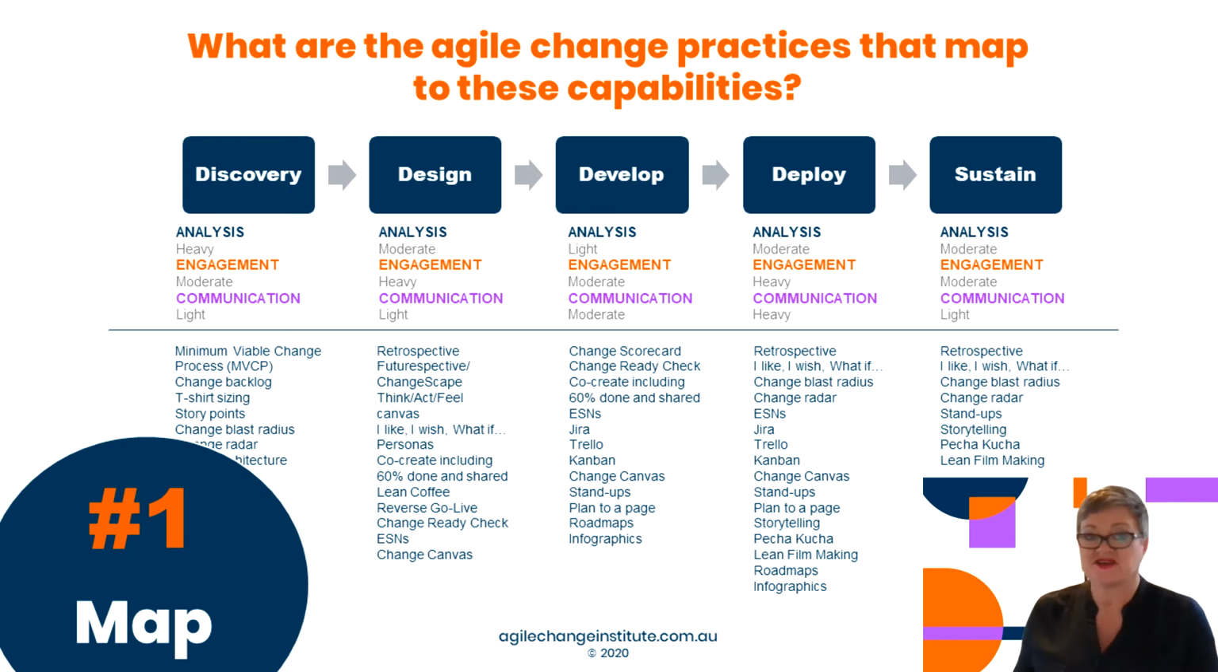Then, using the Agile Change Playbook or perhaps your own toolkit, map the various practices to each of these mix of capabilities. The first time you do this, you'll end up with a very long list of practices against your own preferred change model. And that's okay, because there's 2 more phases of logic to be thinking about.